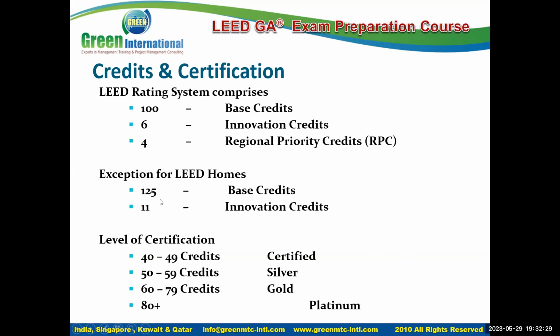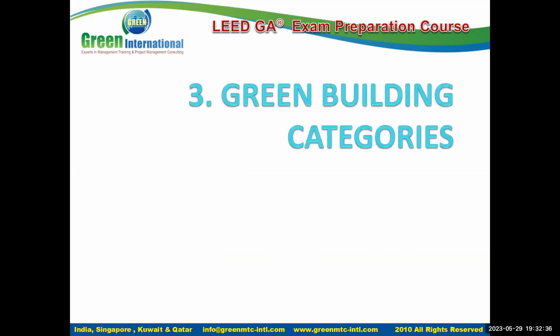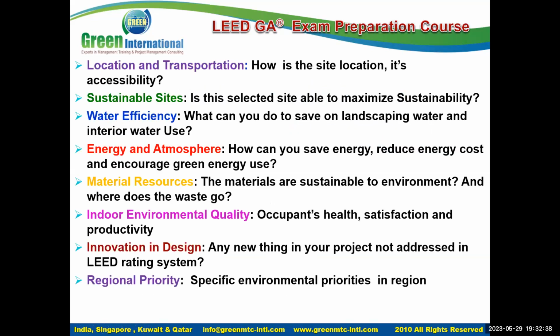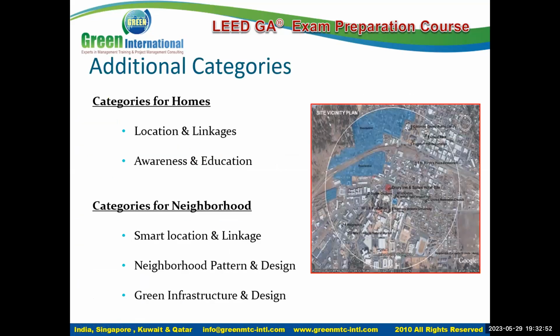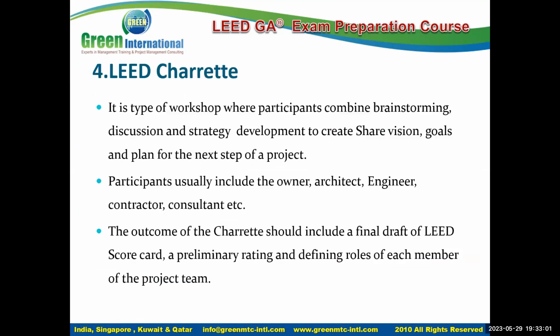Okay. Whereas for LEED Homes, it's 125 base credits and 11 for innovation. The next is the green building categories, which deal with location and transportation, sustainable sites, water efficiency, energy and atmosphere, materials and resources, indoor environmental quality, and these two clubbed together, innovation and design and regional priority. Right? So additional categories for homes include location and linkages, awareness and education. For neighborhood development, it also includes smart location and linkage, neighborhood pattern and design, green infrastructure and design.